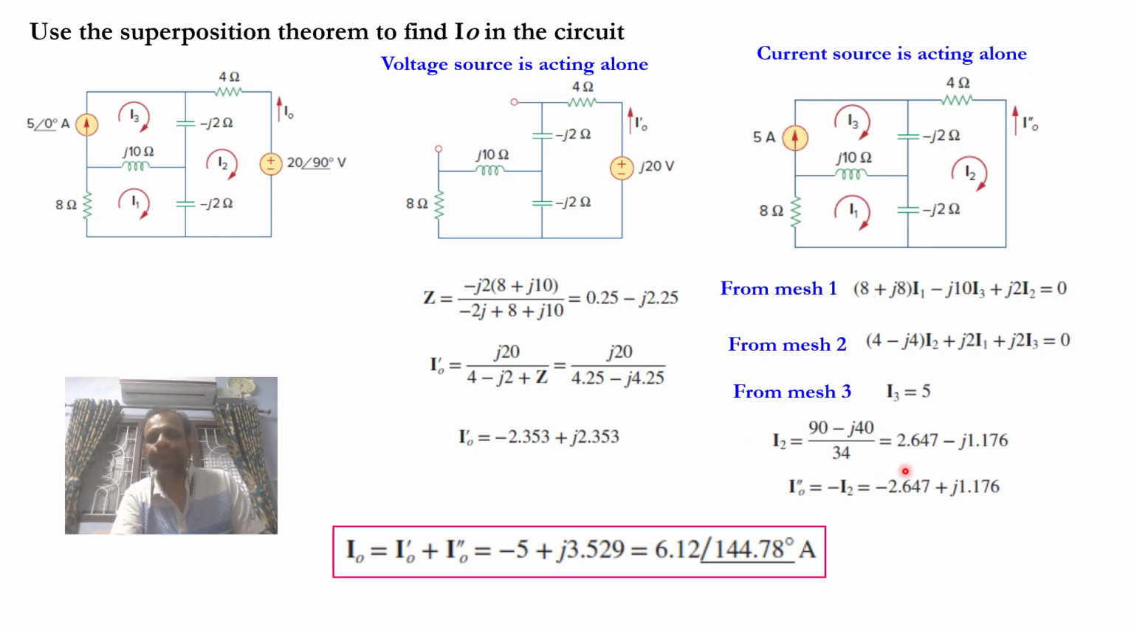Add them. So together, you can write it in polar. Okay. Easy it is. Looks complex, but it is simple. Thing is, you should know KVL and you should know how to solve, which to retain and which not to retain.